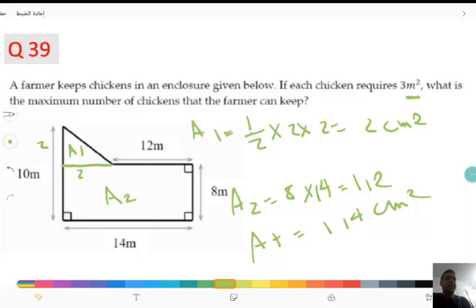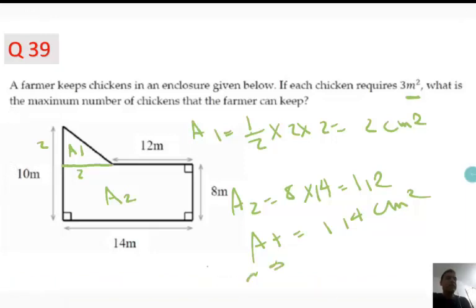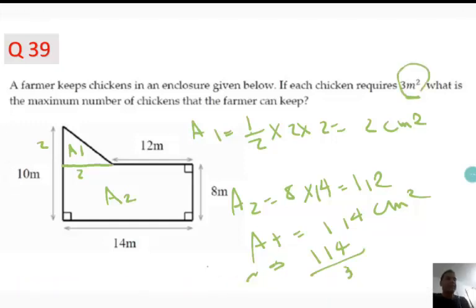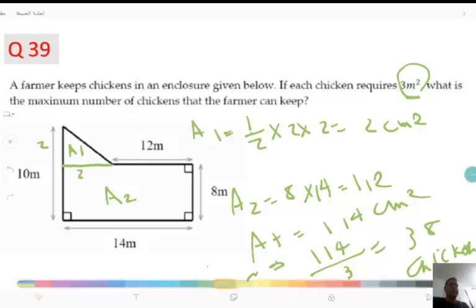And the number of chickens equals 114 divided by the area of each chicken, which is 3, which equals 38 chickens. 38 chickens, that's it.